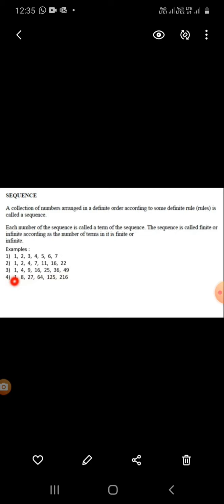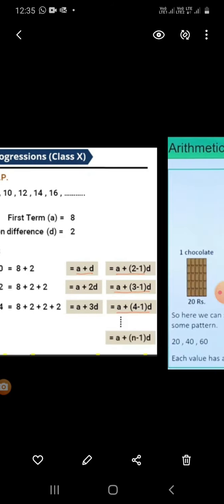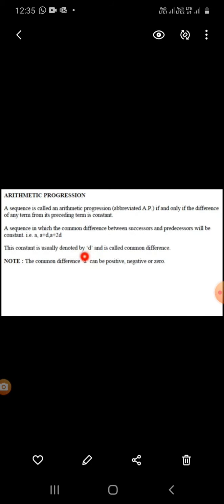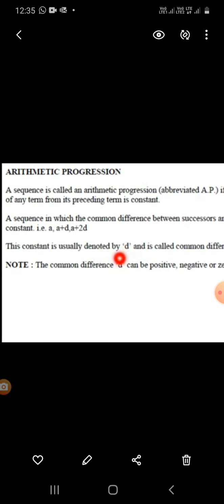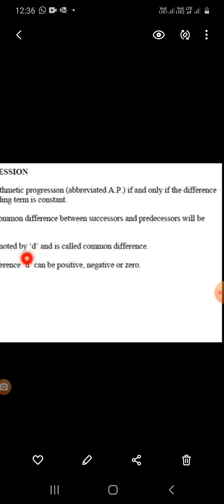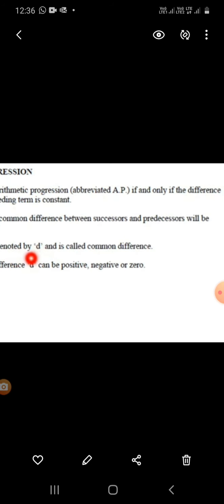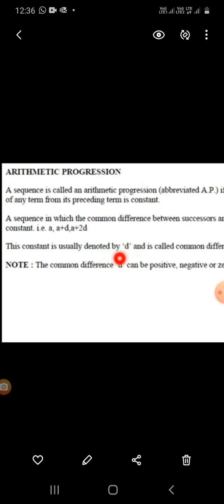Okay, now we will move on to the definition of arithmetic progression. What is arithmetic progression? Arithmetic progression is also a sequence. Sequence means an orderly arrangement of numbers with a definite rule. Arithmetic progression is also a sequence, but if and only if, this is the special rule of arithmetic progression. What kind of rule is applied here? If and only if the difference of any term from its preceding term is constant.